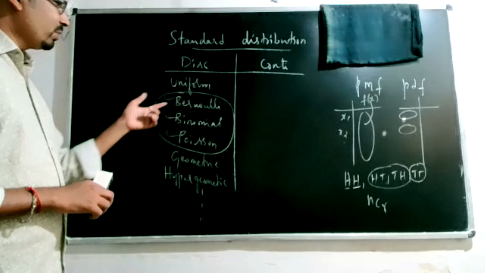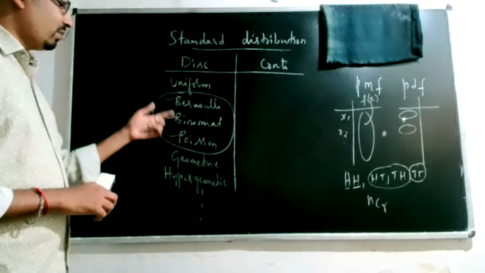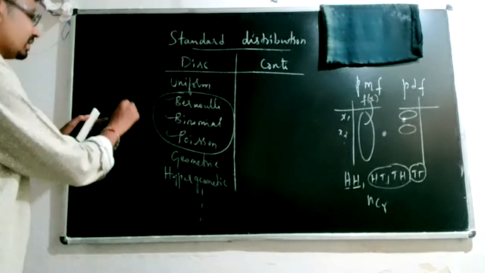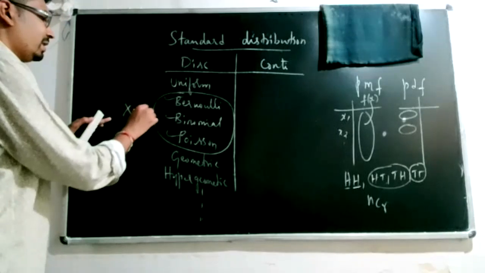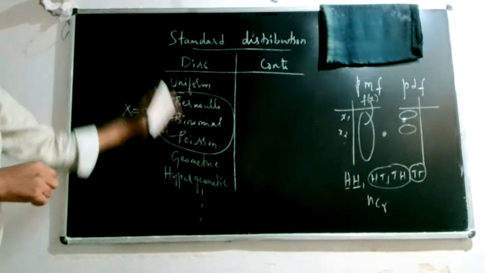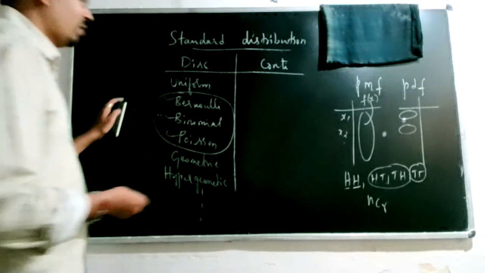To understand binomial, you should have the concept of Bernoulli, so we'll start with Bernoulli and see what happens in these cases. Now, these are all discrete cases. In each of these cases, you have particular specific values of x, like 0, 1, and so on, and most of the cases will deal with x equals 0, 1 only. We'll see why and how it comes.